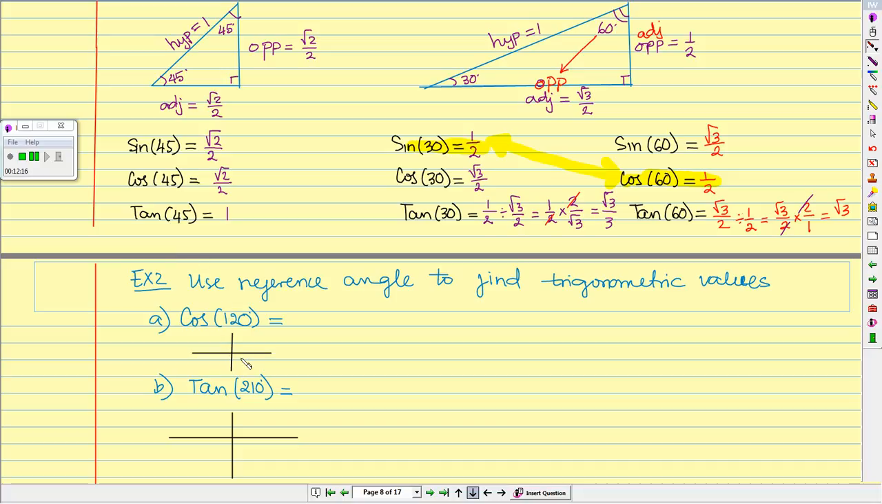Now we want you to find cosine of 120 degrees. So first let's go ahead and sketch the angle. This is the initial side, 0 degrees. Now you need to rotate it counterclockwise to get 120 degrees. So this will be 90, then 120. So I'm going to go ahead and sketch the terminal side. So this is the 120 degree angle.